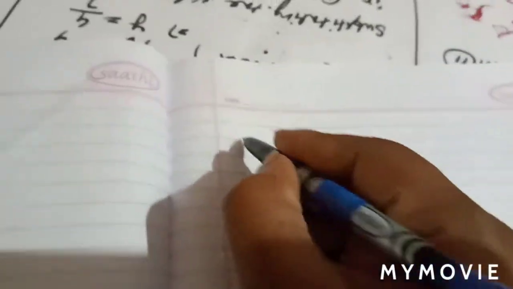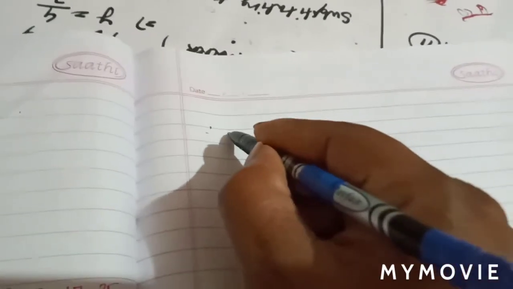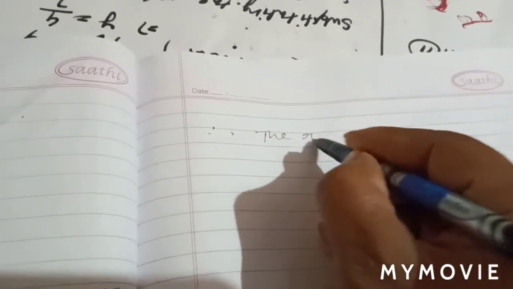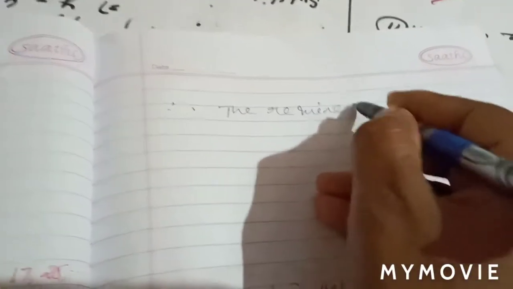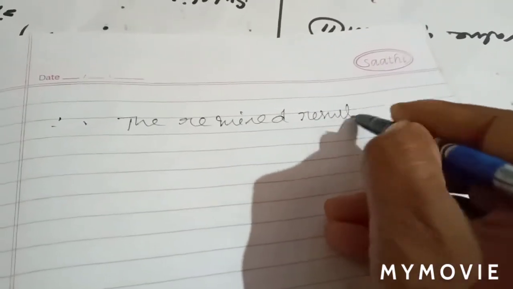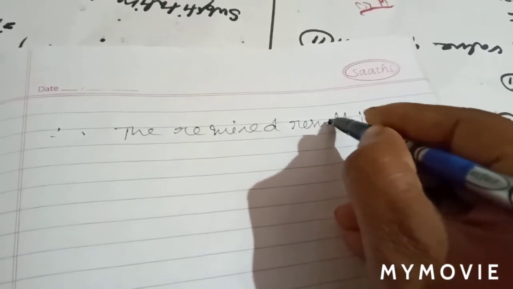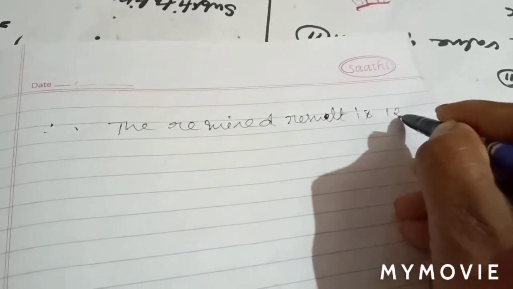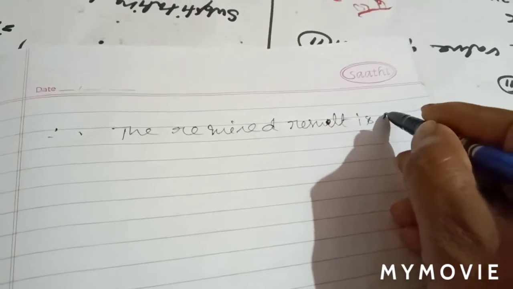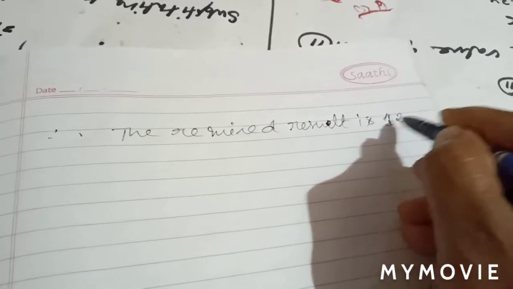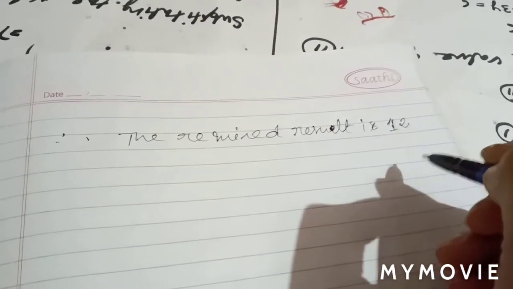So how many terms of the AP you have to add to get 636? We got how many terms? 12. You can write, therefore, the required result is 12. So you can verify yourself. If you add 12 terms, then you will get 636.